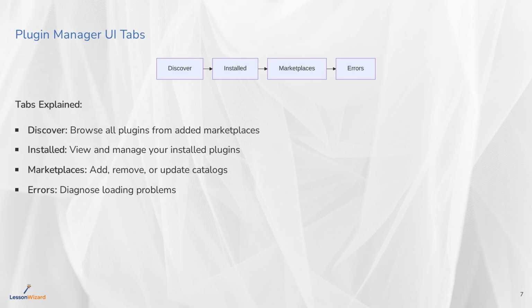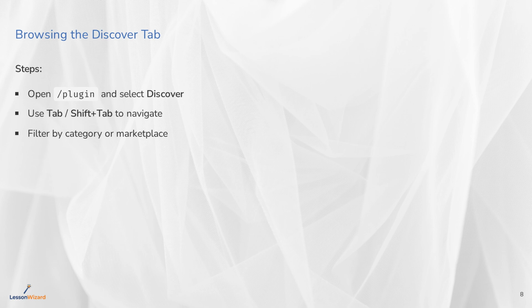The plugin manager presents 4 tabs. Discover lets you explore plugins, Installed shows what you have, Marketplaces handles catalogs, and Errors helps you troubleshoot any loading issues you encounter. In the Discover tab, you can scroll through plugins, filter by categories such as code intelligence or development workflows, and see brief descriptions before deciding to install.